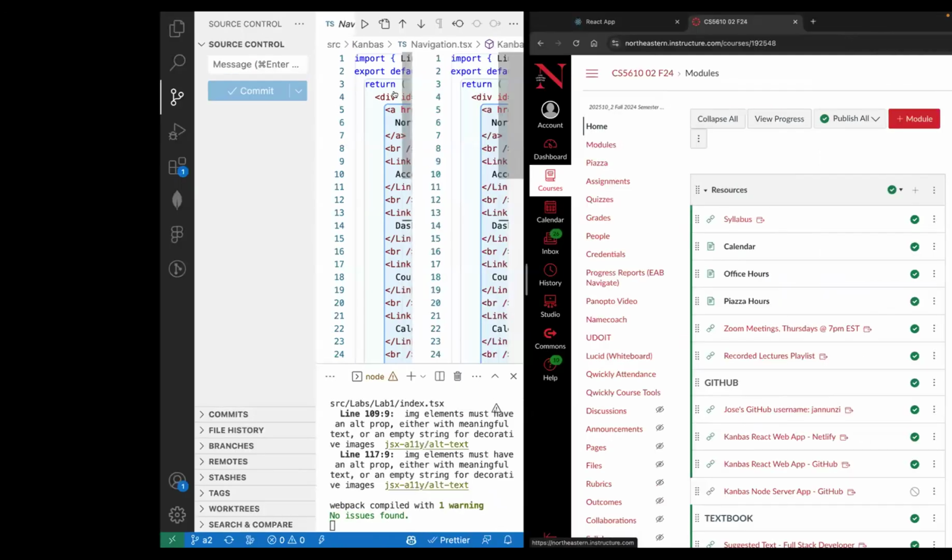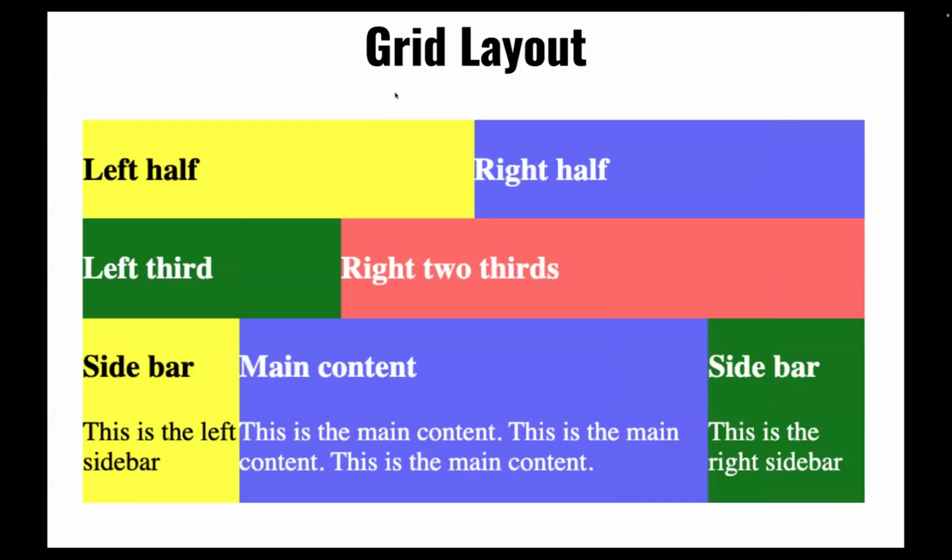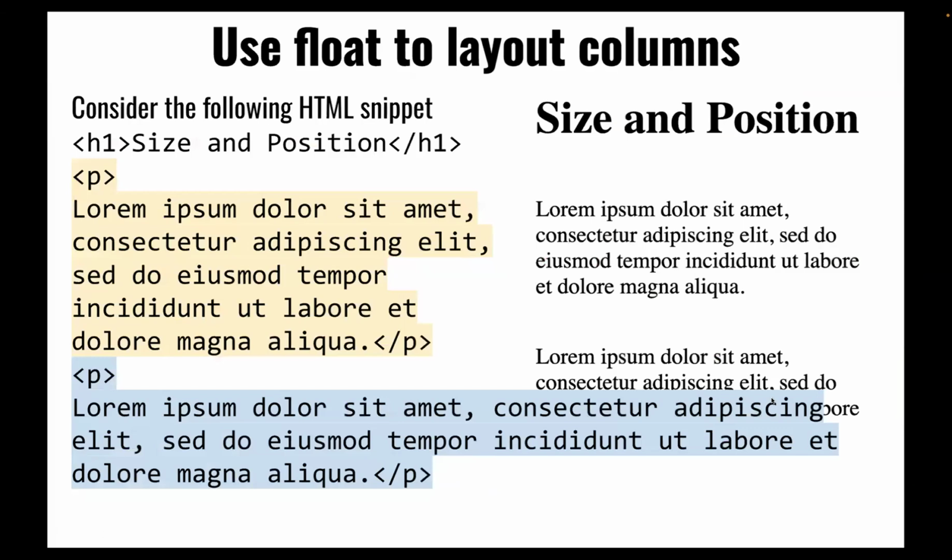Let's explore how we would implement a few of these. Either 2 columns laid out side by side, half and half, or side by side in a row that has 2 columns, where a third is on the left and 2/3 on the right. That's also very common. Or maybe a main content and 2 sidebars on either end. One way to achieve that is to use float.